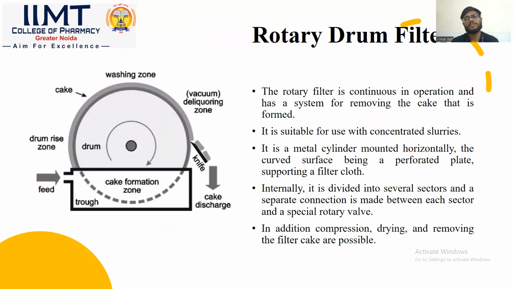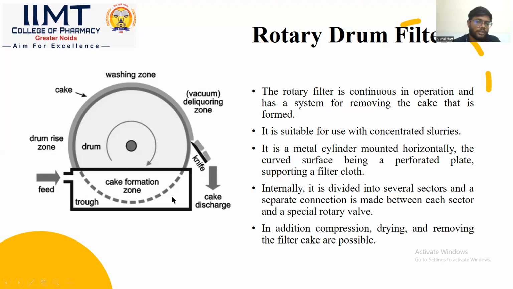The rotary drum filter is continuous in operation and has a system for removing the cake that is formed. It is suitable for use with concentrated slurry. It is a metal cylinder mounted horizontally, the curved surface being a perforated plate supporting a filter cloth. Internally, it is divided into several sectors and a separate connection is made between each sector and a special rotary valve. In addition, compression, drying, and removing filter cake are possible.